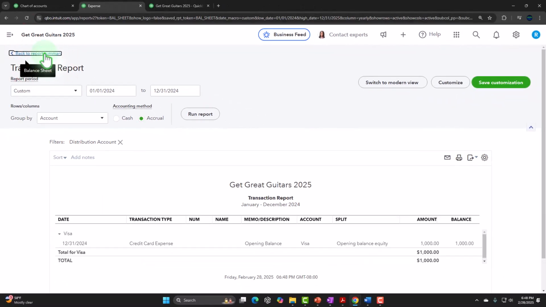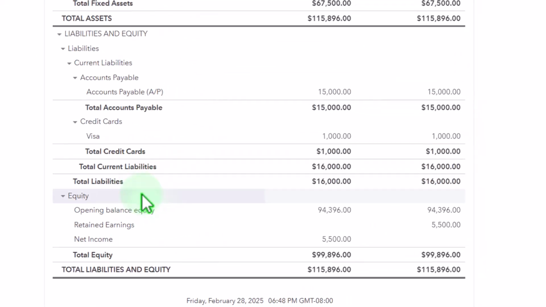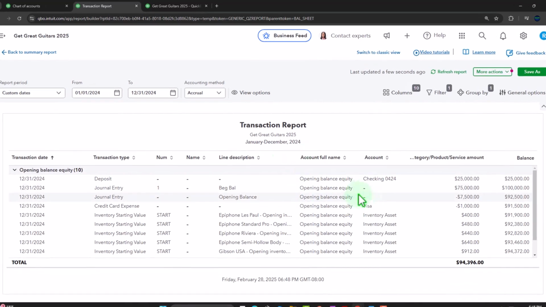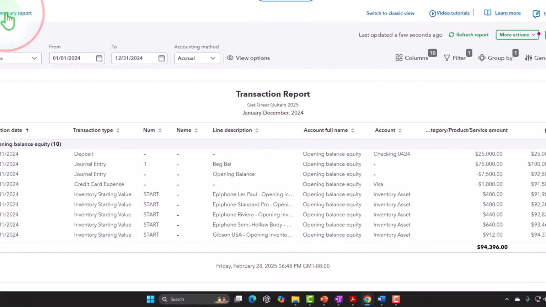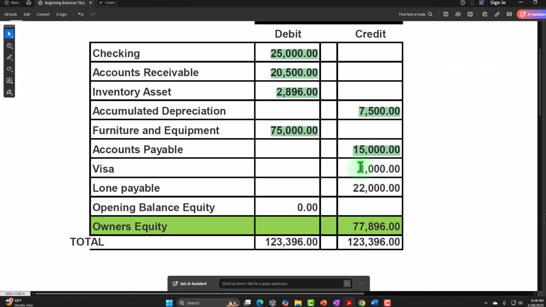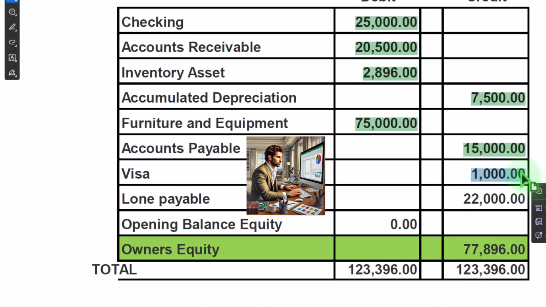They put the other side into opening balance equity. So let's go down here. Opening balance equity. There's the 1,000. Back. Let's close that one out. One more round. So now we've got the loan payable.